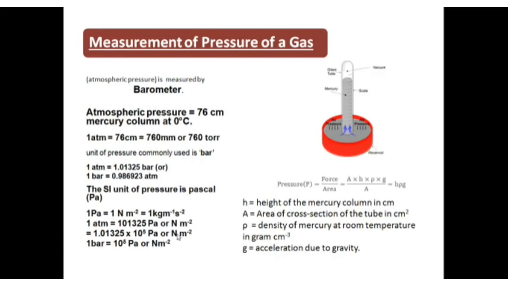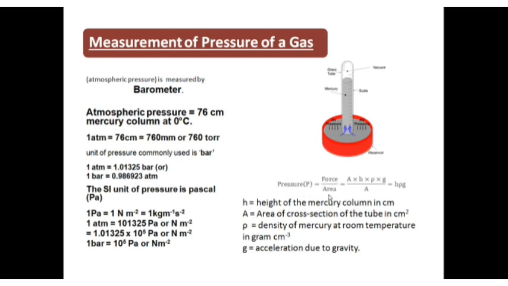Now we will do the measurement of the pressure of a gas. The instrument used to measure the atmospheric pressure is called the barometer. This is the barometer. It consists of an inverted tube filled with mercury in a dish of mercury. The height of the mercury column above the level of mercury in the dish is a measure of the atmospheric pressure at that place. As pressure is force per unit area, the pressure obtained in terms of height of the mercury column is given by this relationship.